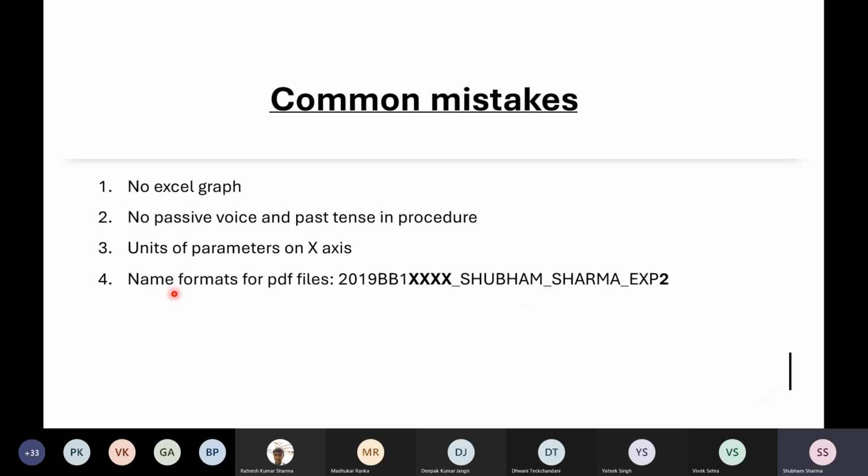The next is, as I told you for the last experiment, it applies to all your file submissions. Please name your files with this format: 2019 DB1, your specific 4-digit roll number, underscore, your name in capitals, underscore, exp and experiment number. So please follow this. Many of you were following this, but some of you still didn't. I don't know why. Maybe because you submit your experiments at the last minute. So please note all these 4 mistakes.